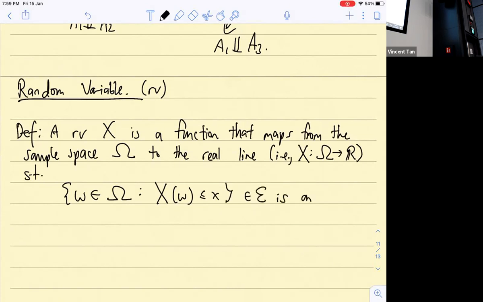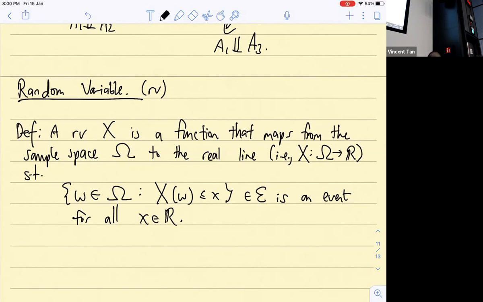I already said this, I'm saying this two times. It is an event for all x in R. Now, this is very strange, the way we define this. Actually, we are not so smart. At least I'm not so smart. All right, this is a Kolmogorov definition, right?